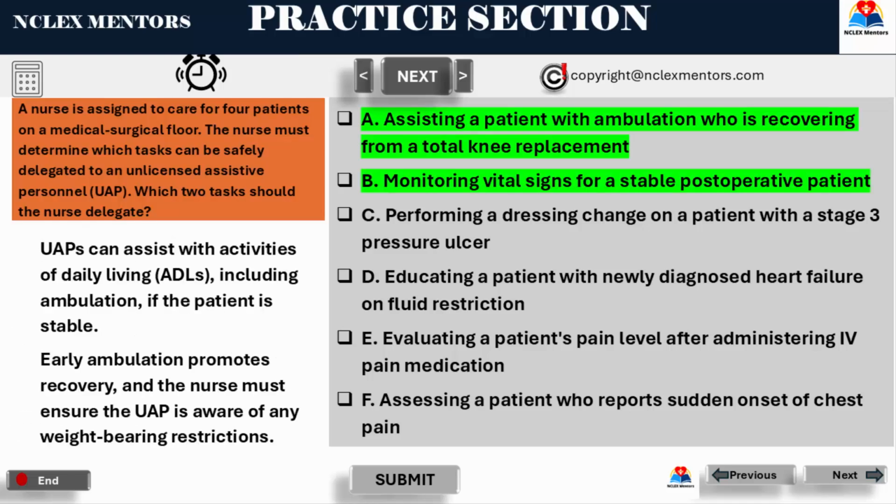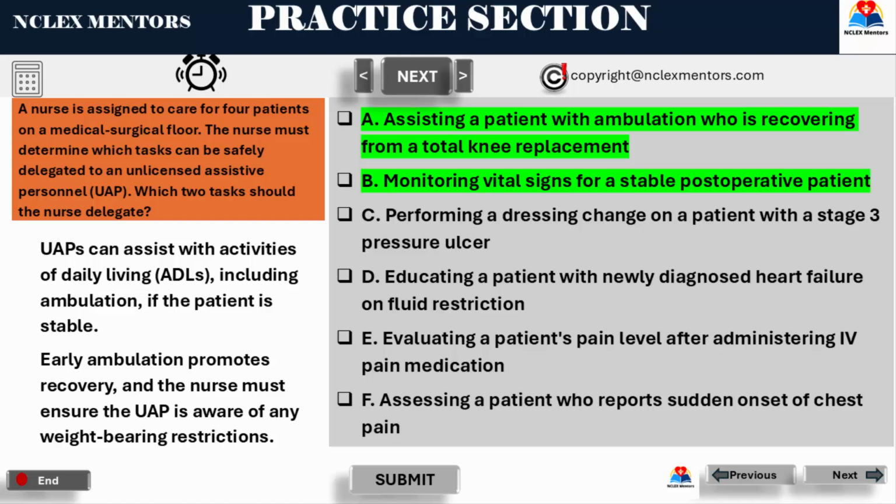All right, now let's reveal the answers. The correct answers are A. Assisting a patient with ambulation who is recovering from a total knee replacement. B. Monitoring vital signs for a stable postoperative patient. Let's break this down, step by step. Why are these the correct answers?